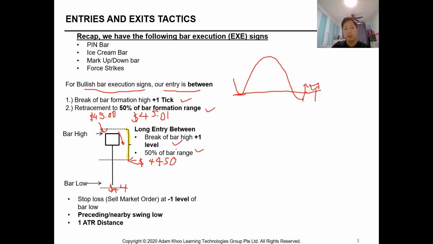So where do you put your stop loss? The stop loss can be either 1, 2, or 3. It can be either at the lowest point of the bar, or the preceding nearby swing low, or 1 ATR distance. I'm going to explain to you one by one what it means.